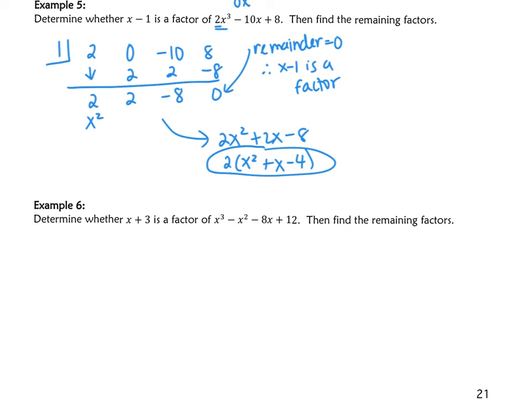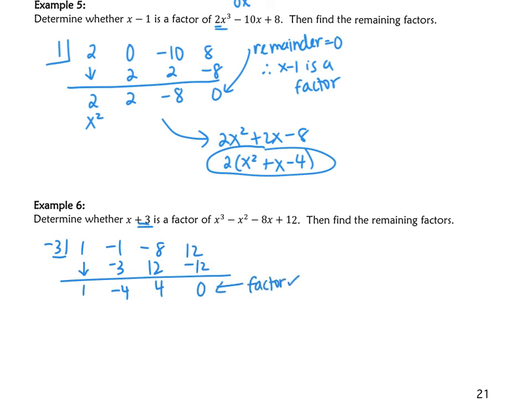Okay, x plus 3, so we're going to put in -3 in the box. So then we have 1, -1, -8, and 12. Again, bring the first number down. Then you're ready to start multiplying. So -3 times 1 is -3. Multiply, this gives me 12 and 4. Multiply, and then I get a 0. That tells me that I do have a factor. So again, a remainder of 0 tells me I do have a factor.